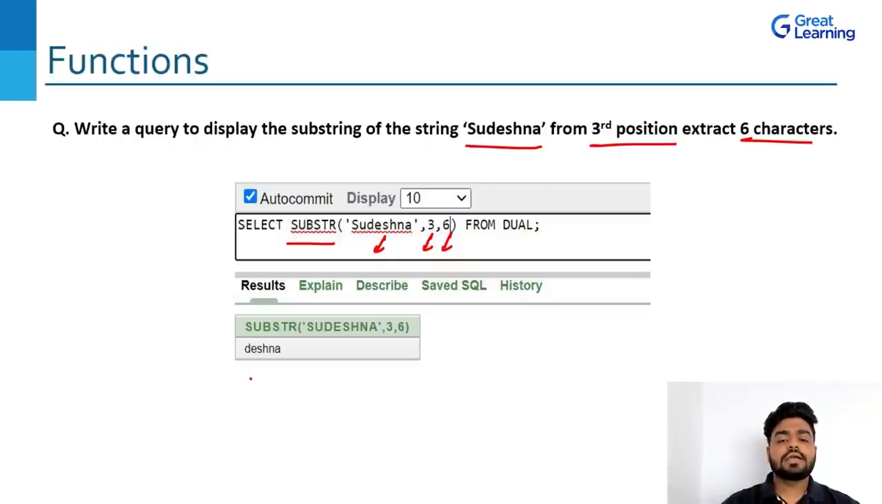So it will extract Deshna because D is my third position, and from there 6 characters are DESHNA, right? So this is how the substr function will work.